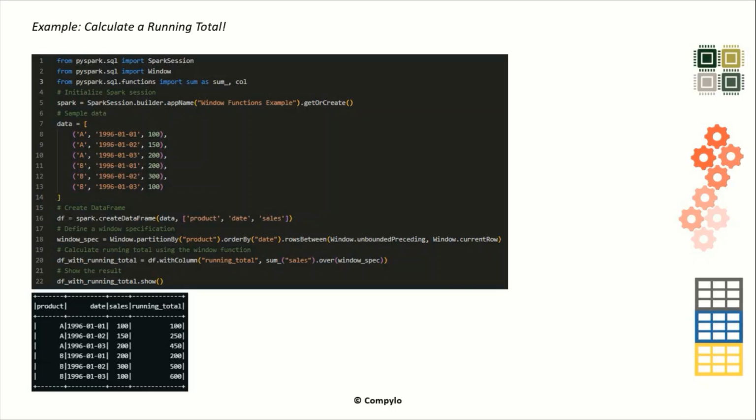So what we are doing here is, we started with SparkSession and we imported Window and functions. After preparing the data from line number 7 onwards, we have created a data frame and we have used the partitionBy function to partition the data using product. And finally, we are calculating the running total using the sum function. As you can see on the screen, in the output, the running total is depicted.